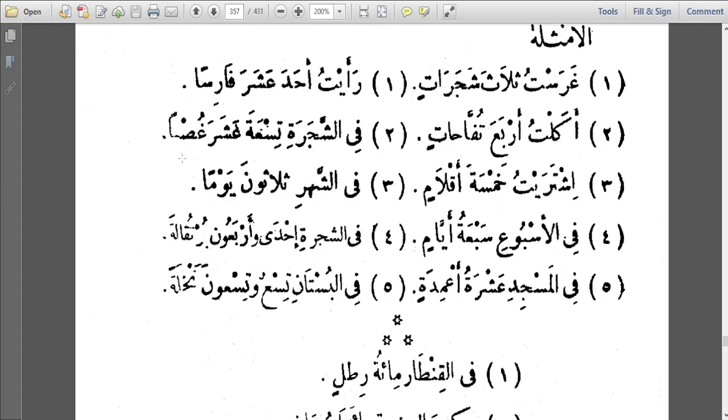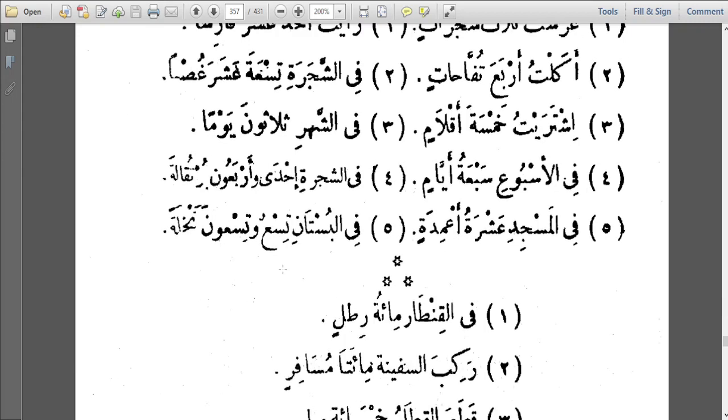في الشجرة 41 برتقالة, on the plant there are 40 oranges, برتقالة, oranges. Says في البستان 99 نخلة, in the garden, bustan is garden, there are 99, tis'un wa tis'una nakhlatan, there are 99 palm trees in the garden.